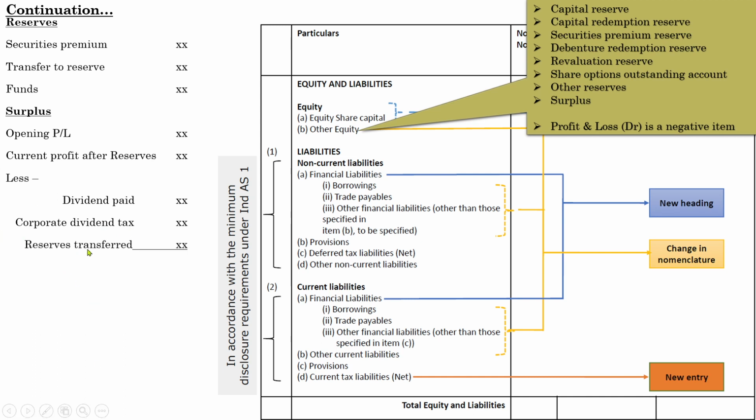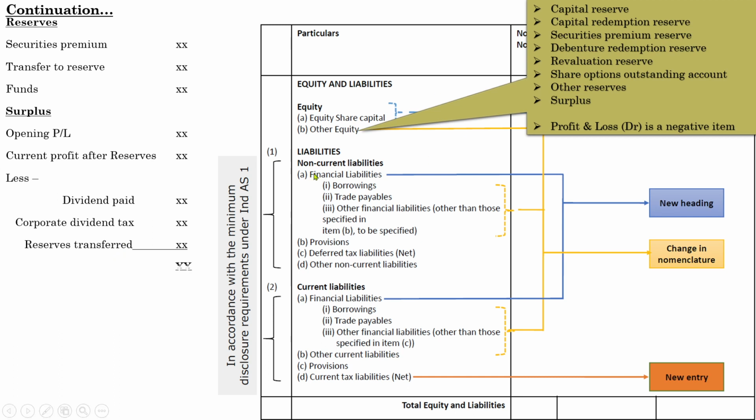And any reserves transferred. Reserves transferred means any reserves transferred to any other purposes apart from reserves. Any amount transferred from reserves to meet any other contingencies is known as reserves transferred. Don't consider transfer to reserve and reserves transferred as the same item. Transfer to reserve means we have transferred an amount from profit to the reserve balance. Reserves transferred means the amount from reserve is used for meeting some unforeseen contingency. That is the main purpose of using reserves, to meet contingencies.